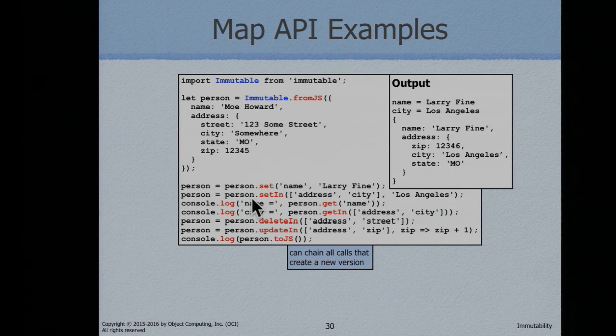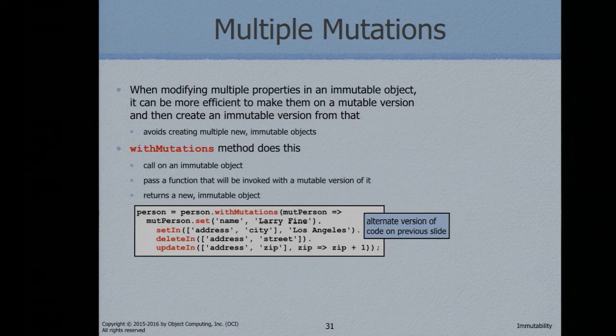And if you know that you want to make multiple changes, it can be more efficient if you do it this way, if you use this withMutations method. And so this code here is making the same changes as we saw on the last slide, but in a more efficient way. And so I call withMutations on my map object, and it will pass into this function that I give to withMutations. It'll give me a mutable version of it. And now I'm using the exact same API, but it knows that now it's working on a mutable version, and so it can do it more efficiently.